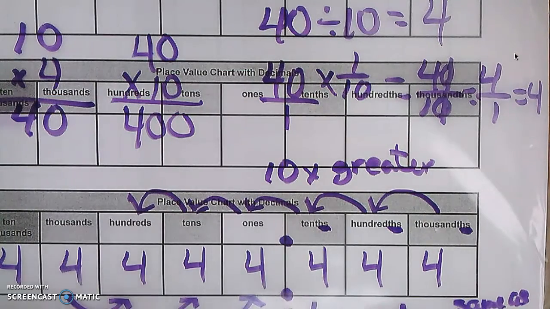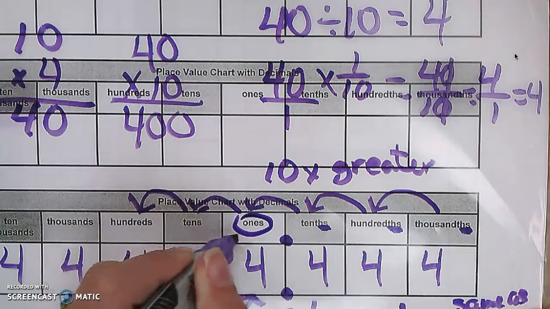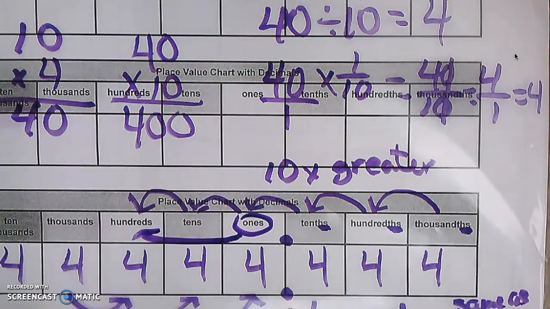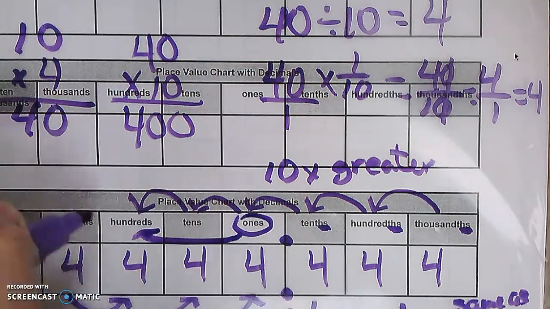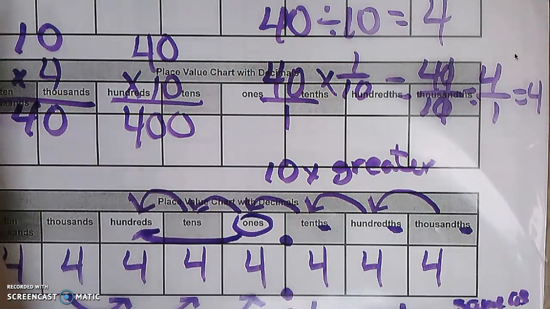What happens if I move 2 places over? What if I jump from the ones place all the way over to the hundreds place? Well, that would be 10 times 10, so that would be 100 times greater. So 2 places is 100 times greater.